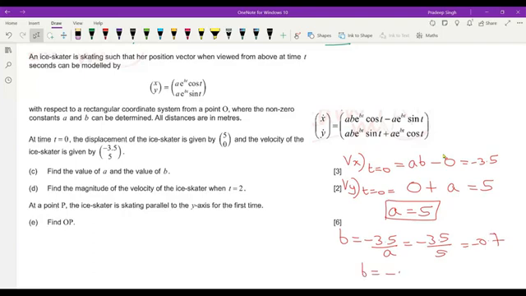Hence, the value of b is minus 0.7. And that's the answer for part C. Moving to part D, we have to find the magnitude of the velocity when time t is equal to 2.